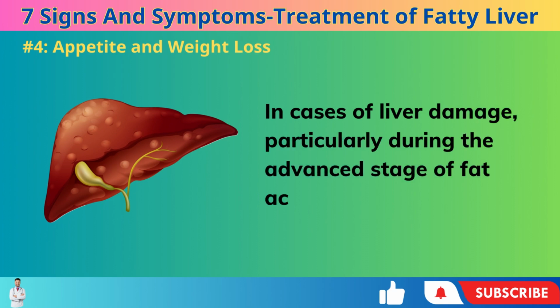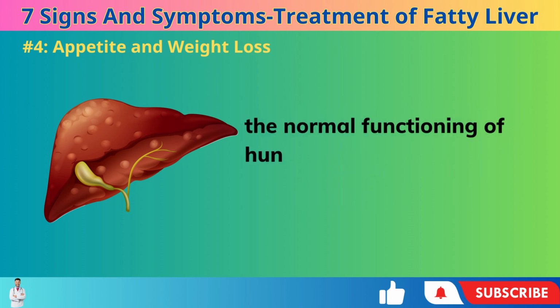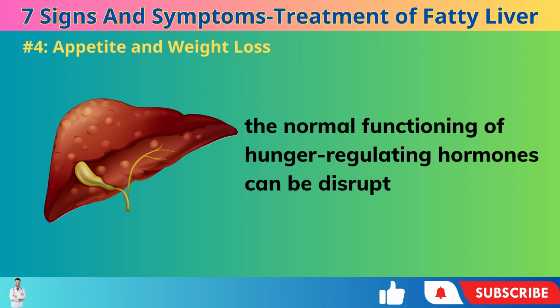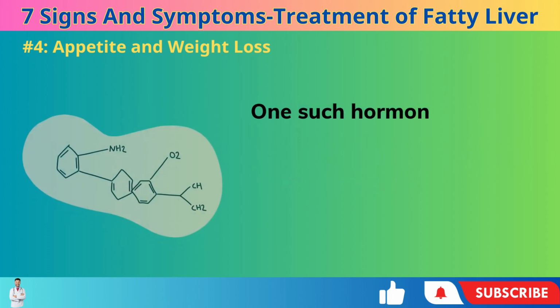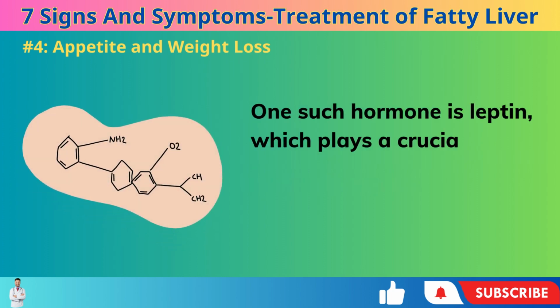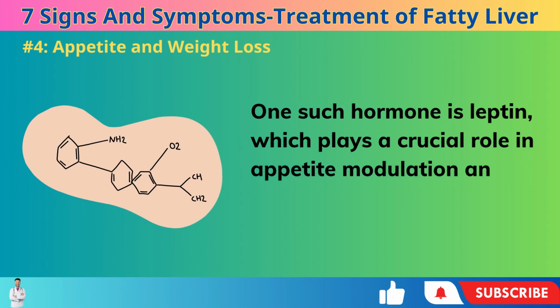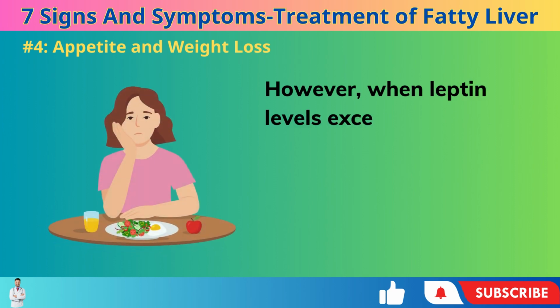Number 4. Appetite and weight loss. In cases of liver damage, particularly during the advanced stage of fat accumulation, the normal functioning of hunger-regulating hormones can be disrupted. One such hormone is leptin, which plays a crucial role in appetite modulation and reducing food intake.